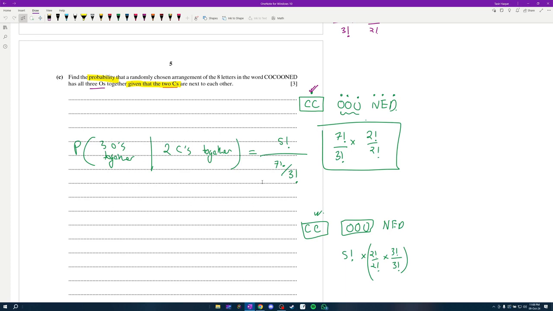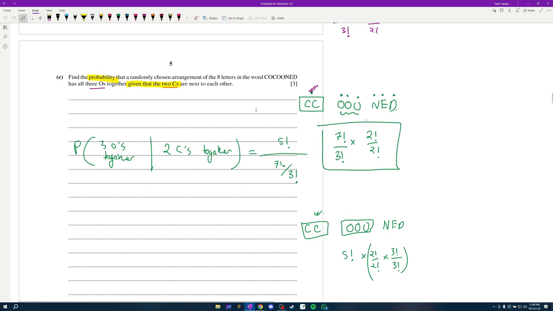The two C's are next to each other, so consider them as a unit. How many units do we have? 6 plus 1 over here, that's 7. So 7 factorial divided by 3 factorial for the O repetitions times 2 factorial by 2 factorial. So that's the condition, given that two C's are next to each other.